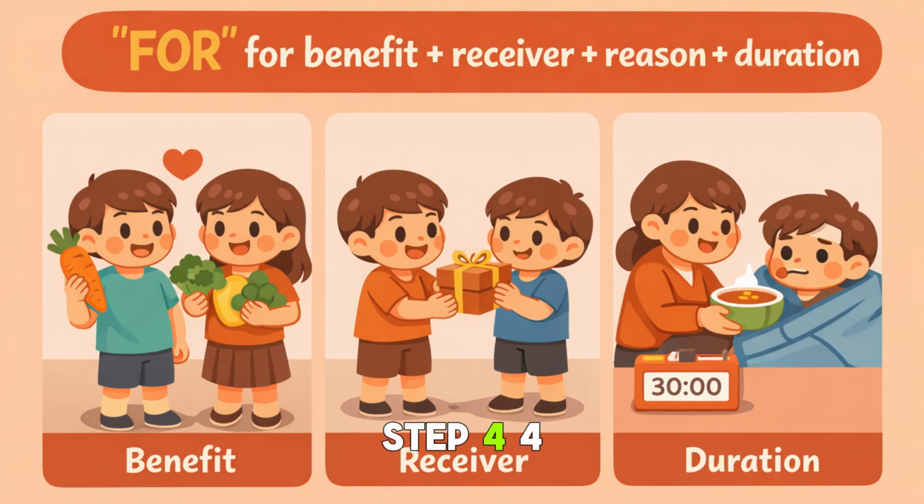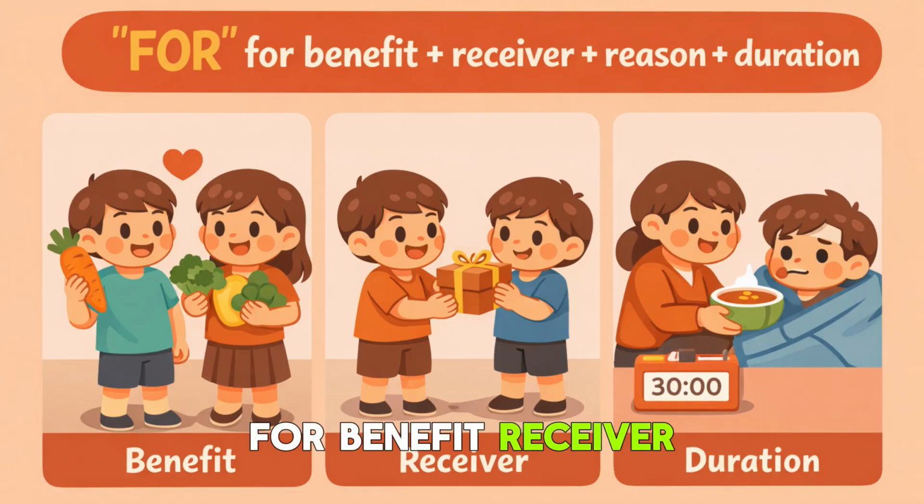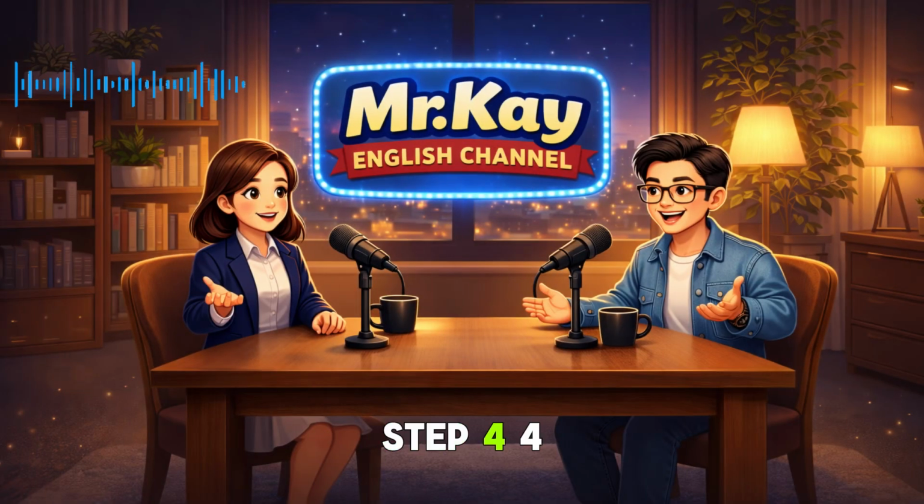Step 4. For benefit, receiver, reason, and duration. Step 4. For does 4 big jobs.